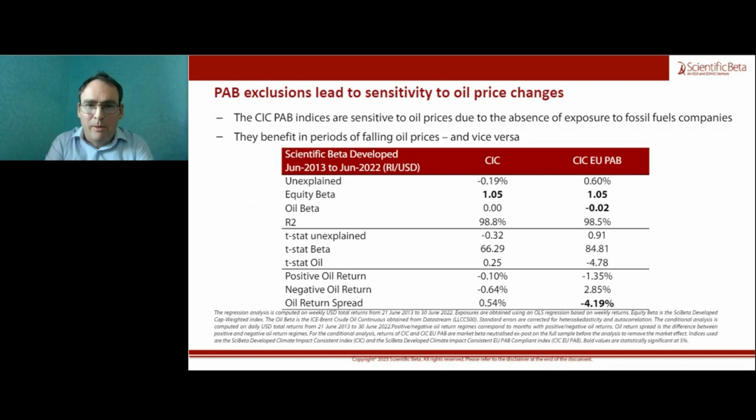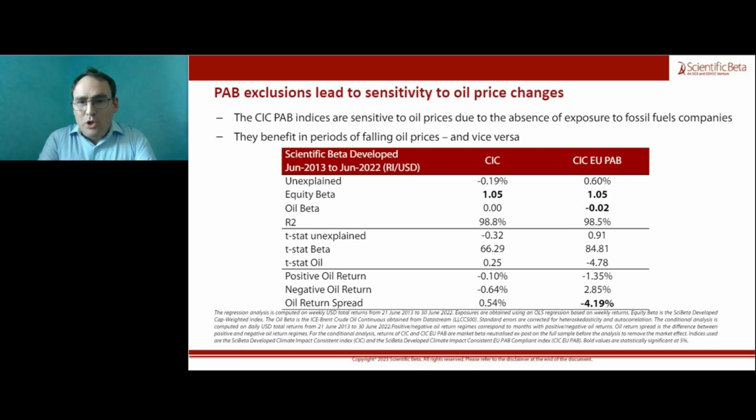And if you look at the numbers here, we just built a regression using a two-factor model. So the first factor is just the market premium, and the second factor is the oil beta. So basically looking at to what extent the return on the index is dependent on the return of a portfolio that is long and short oil stocks.